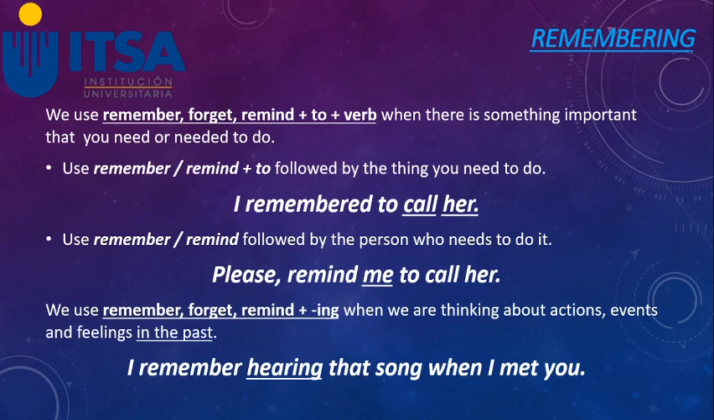Okay. La diferencia entre usar to o el ing form básicamente es que cuando uso to más un verbo, yo primero recuerdo para poder hacer la acción. En el caso de usar ing, yo simplemente estoy haciendo una recapitulación. Yo ahora me acuerdo de que ya hice la acción, ya ocurrió primero y ahora simplemente la estoy rememorando, la estoy recordando. Cuando digo I remember hearing that song, significa que ya yo escuché la canción antes y ahora me estoy acordando de haberla escuchado. I remember hearing that song when I met you.